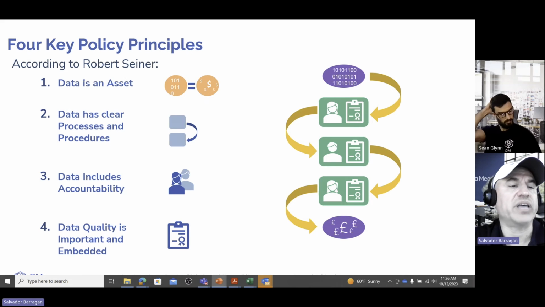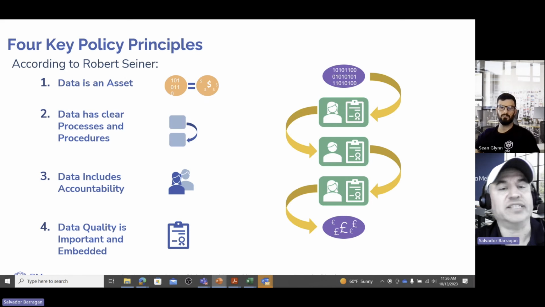This is where without those processes and procedures, you don't know where your data is. You don't know who's responsible for the data. You don't understand why the data is transformed, why the data is kept in certain areas, who has access to it. So processes and procedures are obviously very clear and need to be very clear, and they need to definitely be addressed. So data has to include accountability.